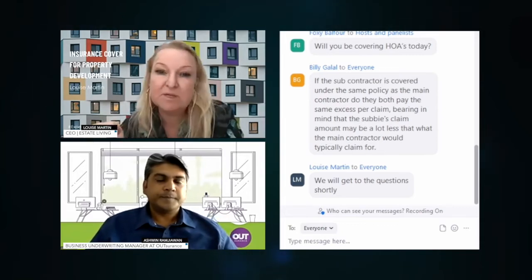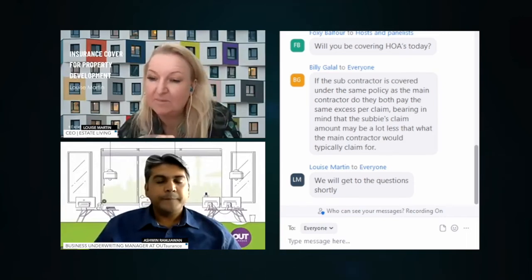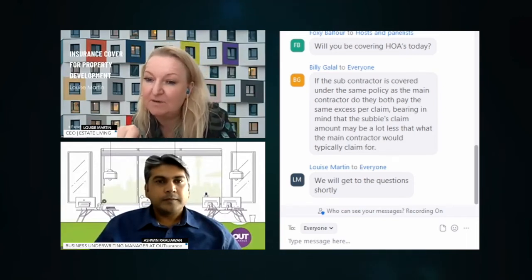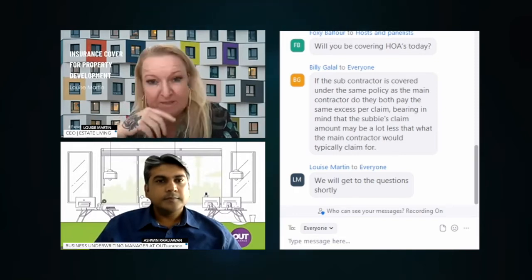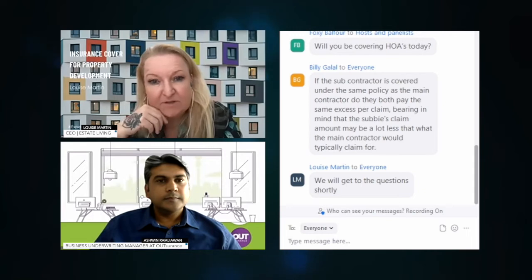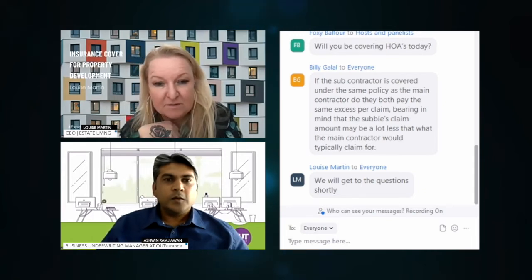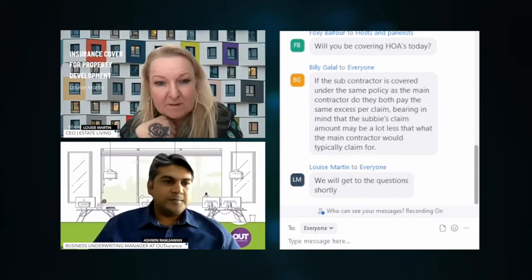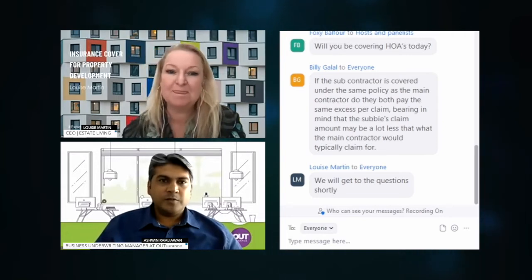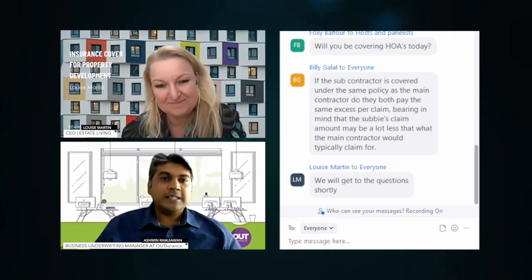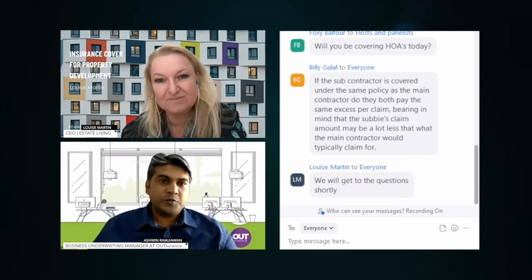So that brings us to, as you just mentioned, liability, and this is a question coming from Billy. What is the difference between liability and indemnity as far as insurance cover is concerned? I think it's a bit of semantics in terms of the word. So liability is to indemnify the insured if they are found legally liable.